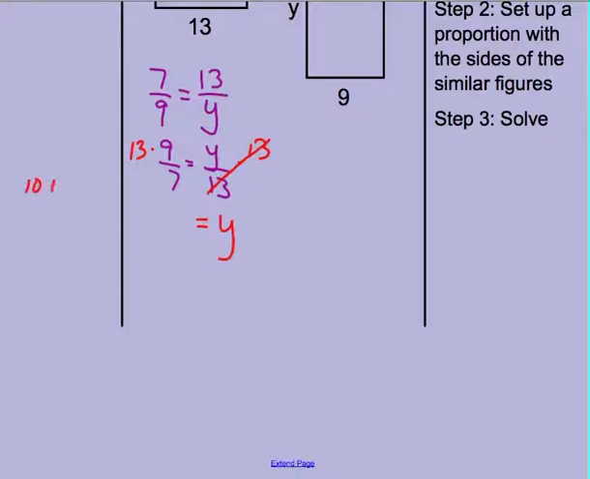13 is 10 plus 3 times 9. 10 times 9 is 90. 3 times 9 is 27, so when I add those together, I get 117, not losing my denominator, sevenths.